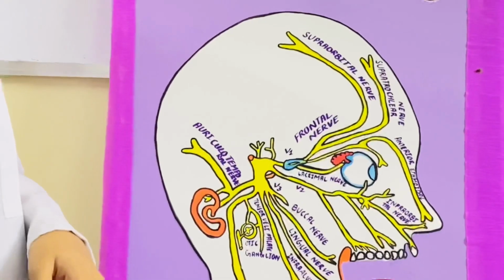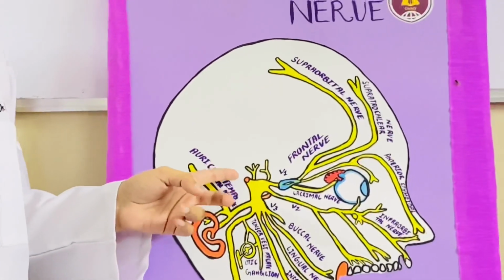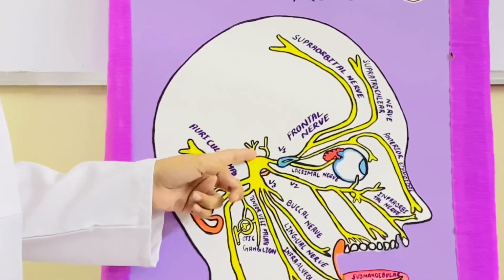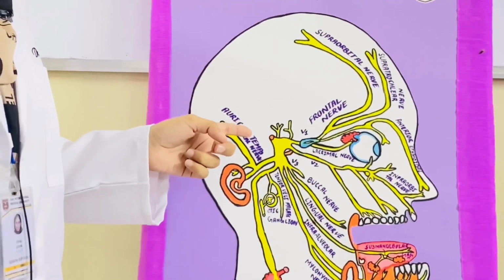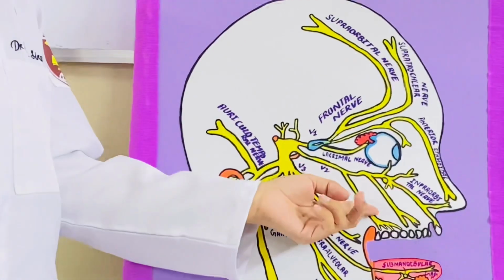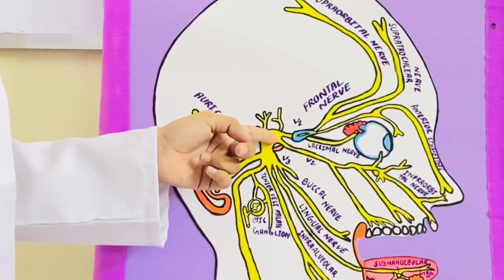Next is the maxillary division. It is also a sensory division. It gives sensory fibers through the infraorbital nerve to the skin of the lateral part of the nose and the upper lip. It passes through the foramen rotundum.